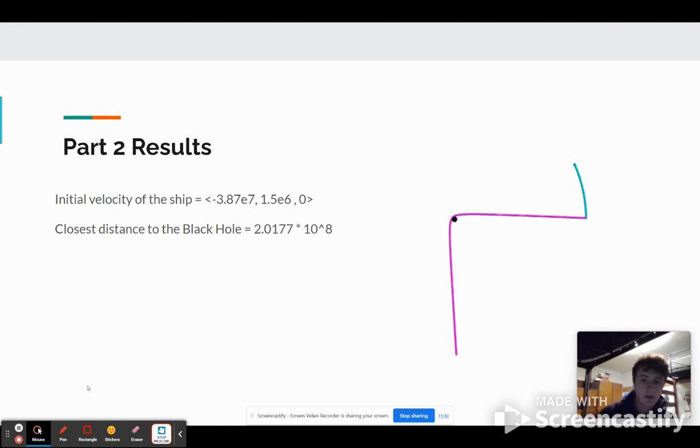This is what my results look like at the end. My initial velocity of the ship was negative 3.87 times 10 to the 7th in the x direction, and 1.5 times 10 to the 6th in the y direction. And then the closest distance it got to the black hole was 2.0177 times 10 to the 8th. That is as close as I was able to get it without crashing, through some trial and error.